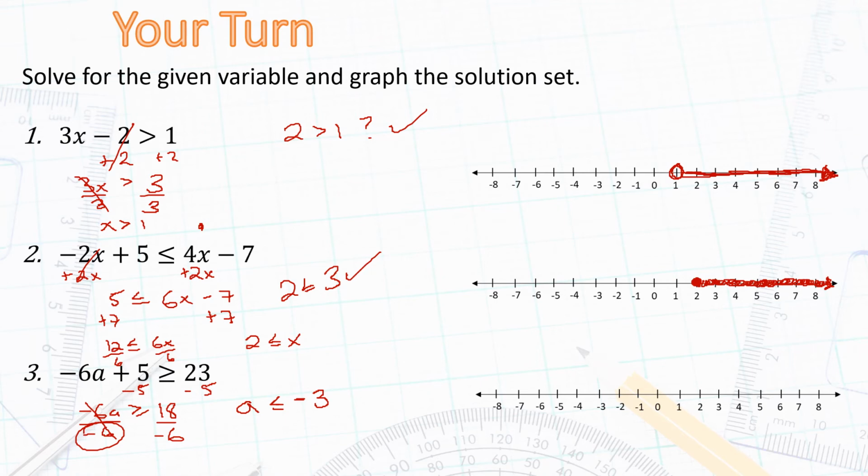Sub in a random number here, so let's say like 2. So is 2 less than or equal to negative 3? That's not a true statement. So 2 is in fact greater than minus 3. So we would say at minus 3, I put a closed circle because it was equal to. And then 2 is not part of the solution set, so I need to shade to the left.